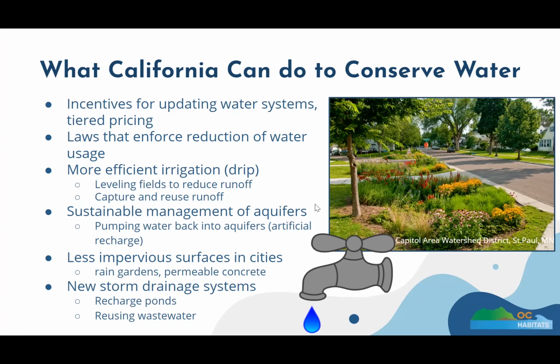We can also, as shown in this picture, have fewer impervious surfaces in cities. We can have rain gardens, which take the water that would go into the storm runoff drains and use it for plants, and then it can soak into the ground, which is great. We can also install new storm drainage systems which have recharge ponds, which do largely the same thing, letting the water soak into the ground.